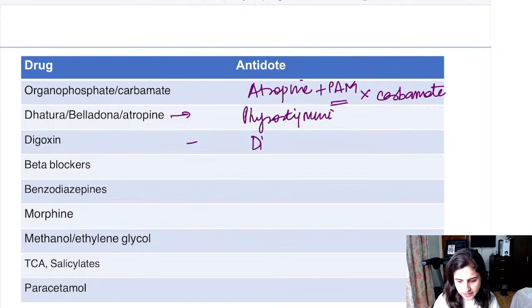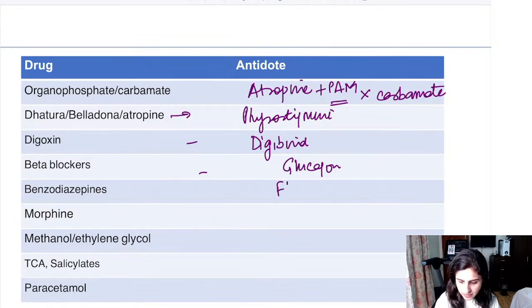it is digibind or digifab. Okay? No, not for digoxin. It is digibind, specific, the monoclonal antibody which has been made to remove digoxin. All right. Beta blockers, this is glucagon. Okay? Beta blockers is glucagon.